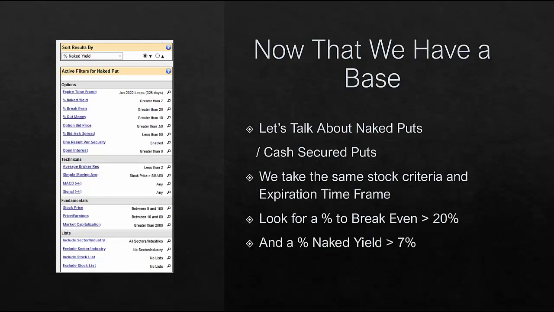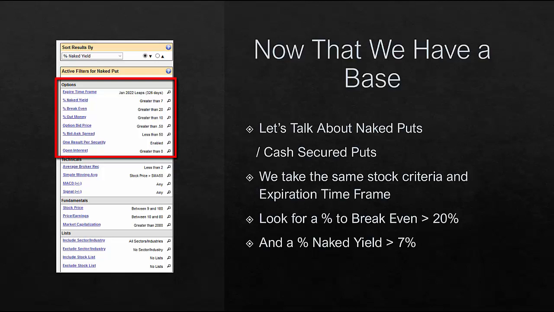Now that we have a base, let's talk about the naked puts, cash secured puts. We're going to take that same stock criteria. Average broker recommendation less than 2. Stocks above their 50-day moving average. Price only between $9 and $100. PE of 10 to 80. And a market cap, mid to large cap stocks only. We're going to look 1 year out in time, same expiration time frame.